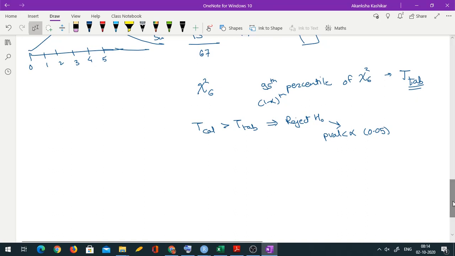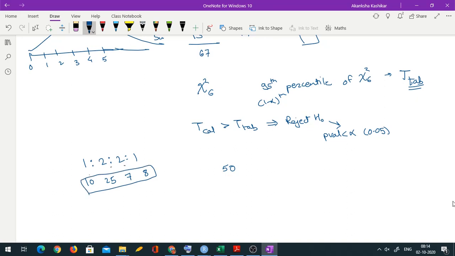Now this doesn't have to be just equal proportion. You can have something else also. For example, you know that some genetic traits are passed in the ratio 1:2:2:1. So you can check this proportion also. Is the division actually of this type? Suppose you collect data on 50 individuals and you see how they are divided. Suppose you have 10 here, 25 here, 7 here and 8 here. So is this compatible with 1:2:2:1?